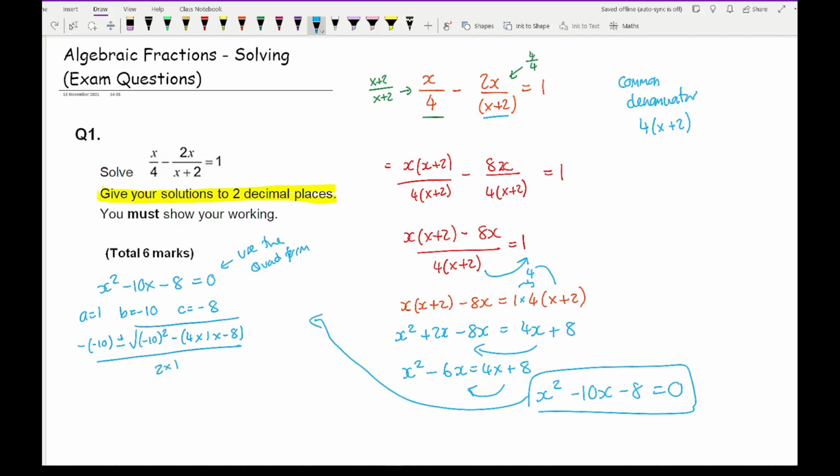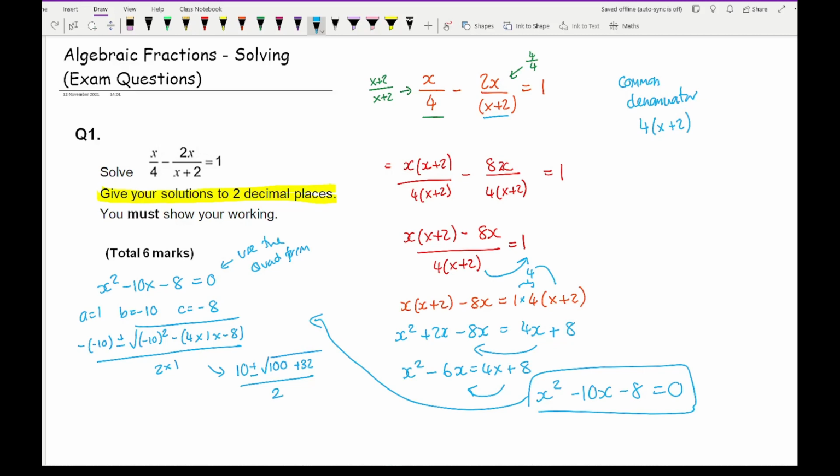Now from this I wouldn't go straight for your calculator, I would actually simplify this out first, but again if you're quite happy in using your calculator, that's fine. But here I've got a minus, and a minus becomes a plus, so that's 10, plus or minus the square root of minus 10 squared, which is 100, minus 4 times 1, which is 4, times minus 8 is minus 32, so that then becomes plus 32, all over 2 times 1, which is 2.